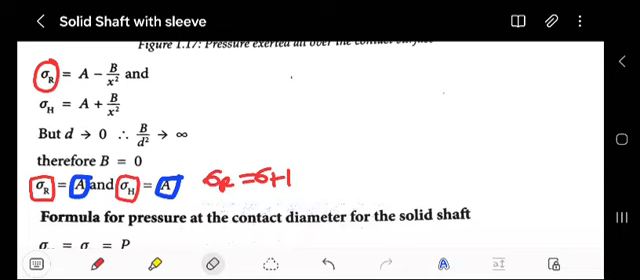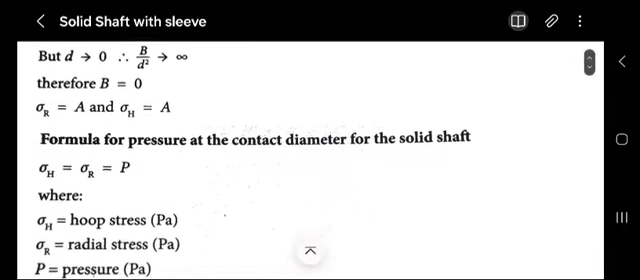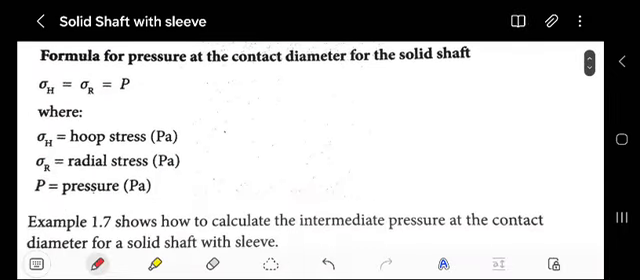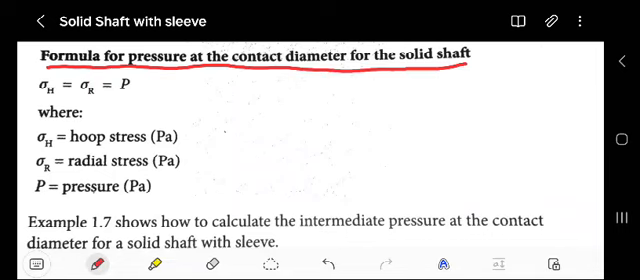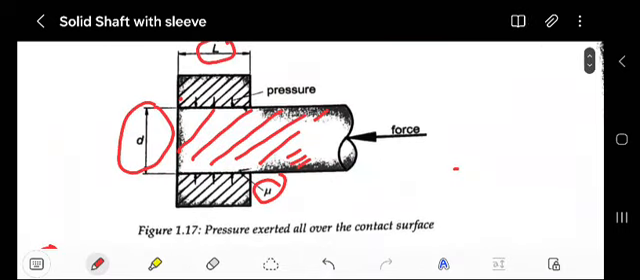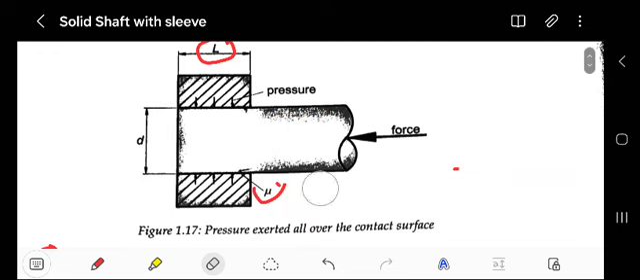Okay, let us discuss. They've shown us here the formula for pressure at the contact diameter. What is the contact diameter? The contact diameter is this one, guys. Here it's the contact diameter. It's in contact. Remember now, the sleeve is in contact. That is the contact diameter.